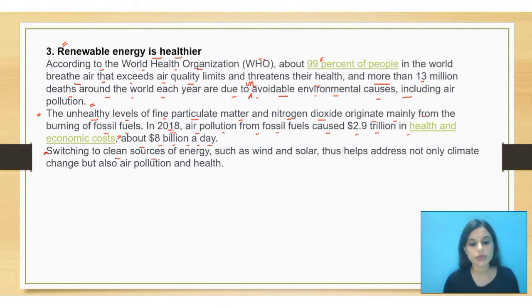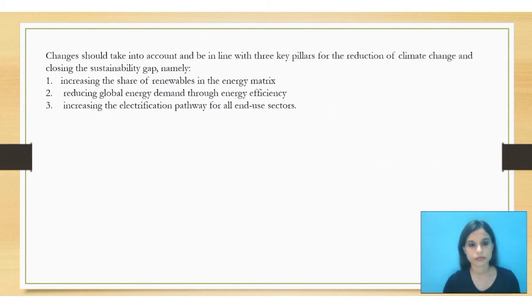Switching to clean sources of energy, such as wind and solar, thus helps address not only climate change, but also air pollution and health. Changes should take into account and be in line with three key pillars for the reduction of climate change and closing the sustainability gap. First, increasing the share of renewables in the energy matrix. Secondly, reducing the global energy demand through energy efficiency. Thirdly, increasing the electrification pathway for all end use sectors.